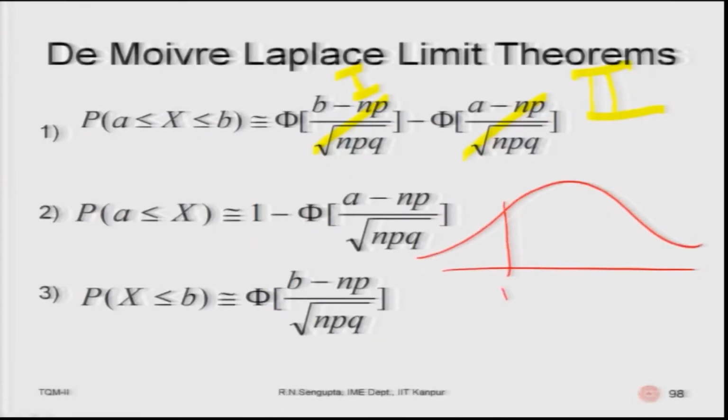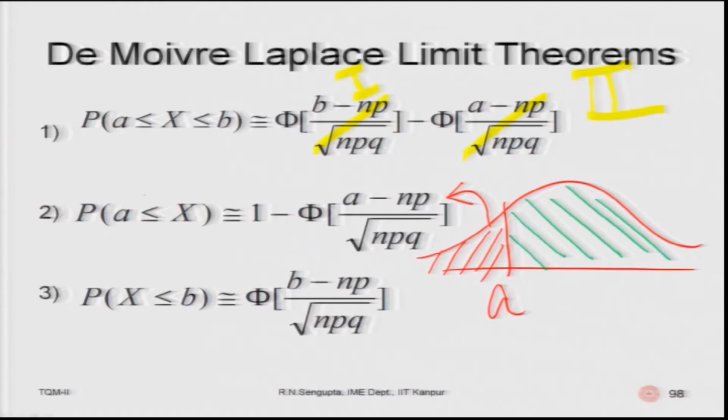So, this is A. This is this value. So, 1 minus 1 is the whole area. So, 1 minus this will give me this area. Let me highlight it with another color. So, this is the value which I wanted.